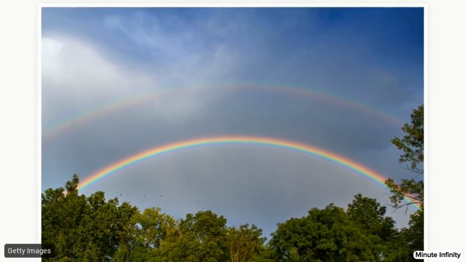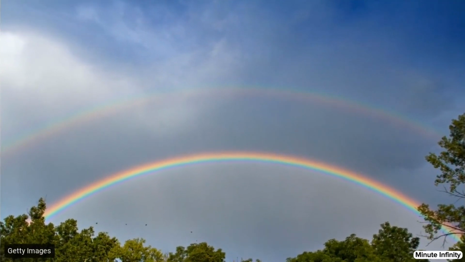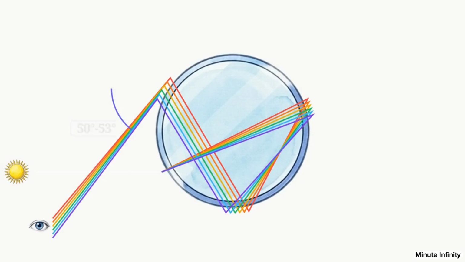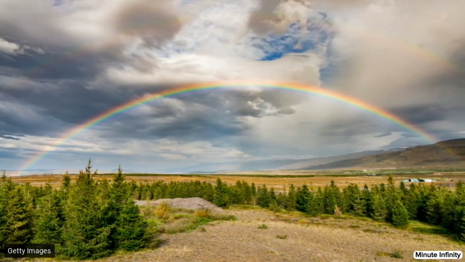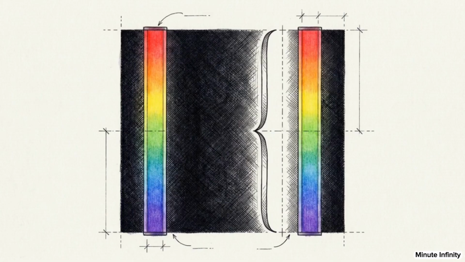Occasionally, a second bow appears outside the primary one. This happens when sunlight reflects twice inside the raindrop before exiting, emerging at a wider angle between 50 and 53 degrees. This double reflection reverses the color order and leaves a conspicuous gap between the two bows. Known as Alexander's dark band, this is a region where the raindrops are not scattering light toward your eyes.